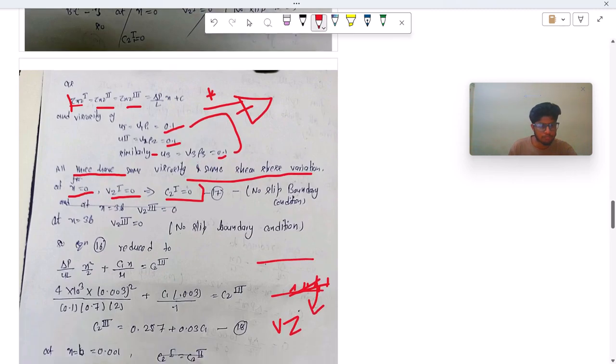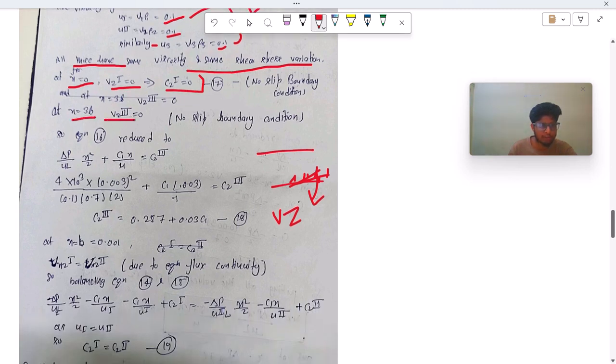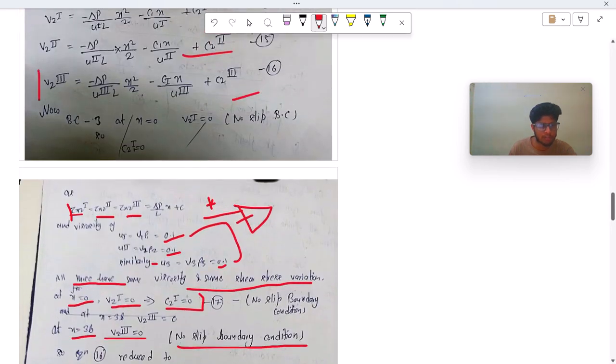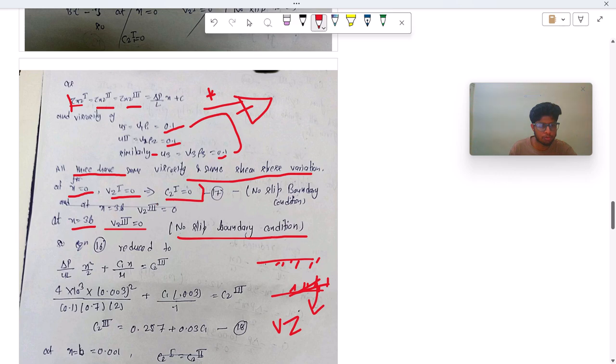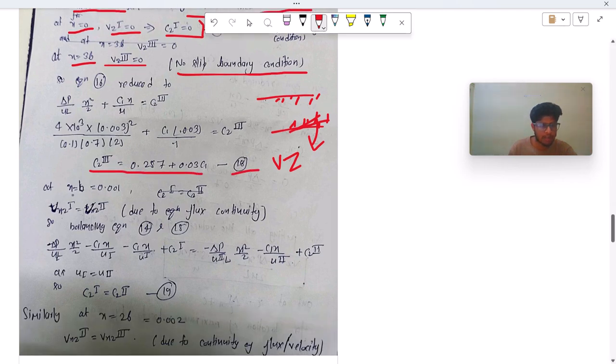So similarly, at x equal to 3b, again the no slip boundary condition applies, as the fluid attached to the top plate is also not moving. So in our equation 16, when you put the value of x equal to 3b and the viscosity, we get the relation between C1 and C23, that will be C23 equal to 0.257 plus 0.03 C1. That is equation 18. And now at x equal to b, that is 0.001.